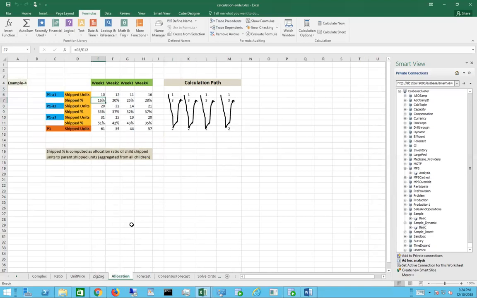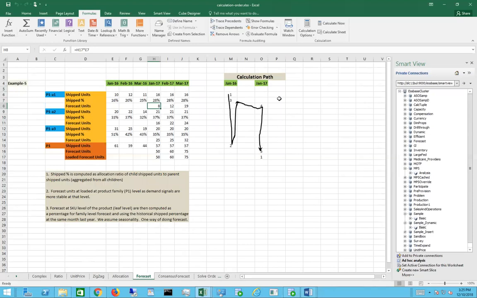The other type of pattern is what I call an allocation. Let's say here I'm loading the shipped unit. The shipped percentage is the ratio of my shipped unit to my parent one, right? So the way you want to compute this is you load it here, aggregate to the parent, and then compute it here. That's a flow.